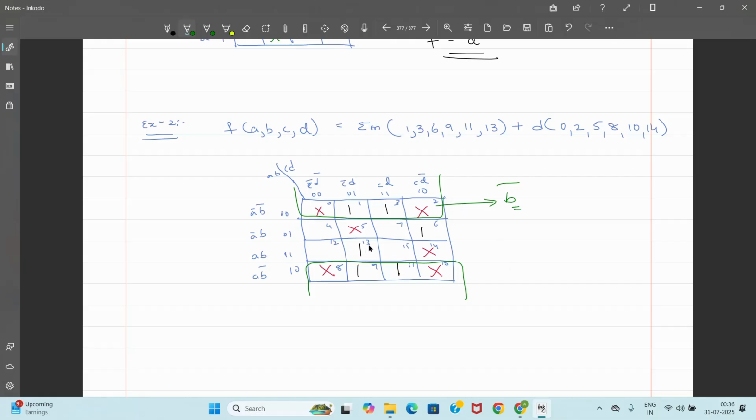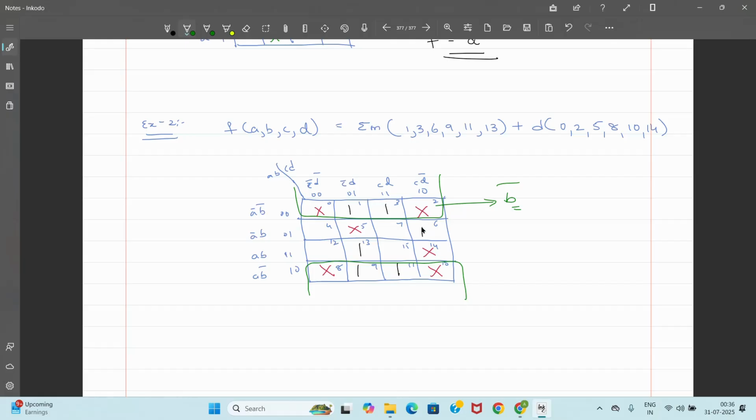Now, what else is left out? There are 2 more ones that are left. Don't worry about the don't care. Okay. You don't have to make sure that all the X is covered. You have to only make sure that all ones are covered. So you have 2 more ones that are left. Just see how you can cover them.